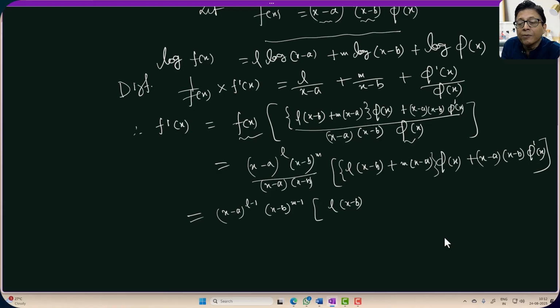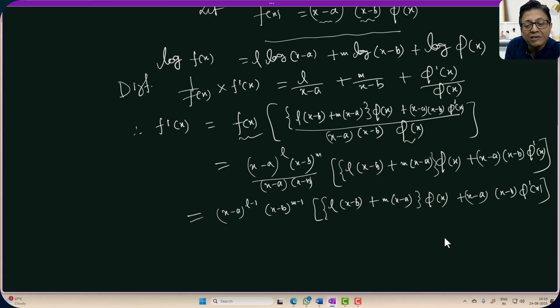So this will go up: x minus a to the power L minus 1, x minus b to the power m minus 1, L x minus b, m x minus a, this multiplied by phi x, plus x minus a, x minus b, into phi dash x. Now you let fx equal to this thing. This is f dash x.